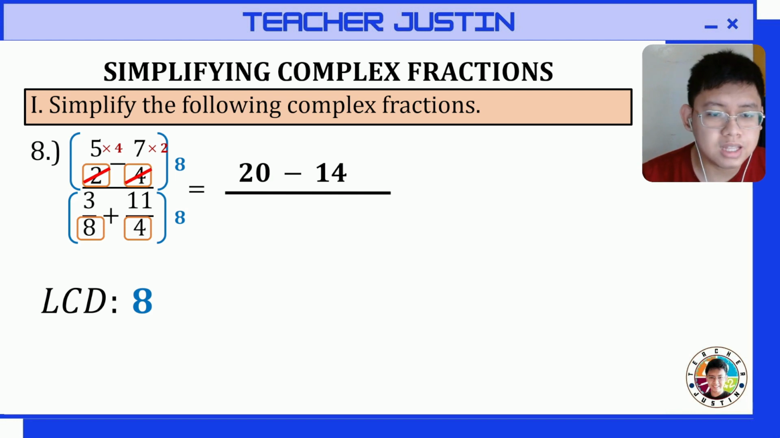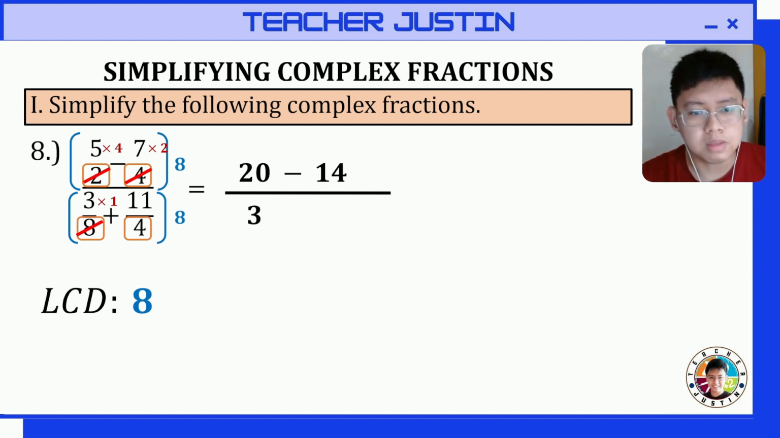Punta naman tayo sa ating denominator. So, distribute ulit natin si 8. So, 8 times 3 over 8, we can cancel 8. 8 divided by 8 kasi is 1. So, 3 times 1 will be 3. So, that will be our first number sa denominator.